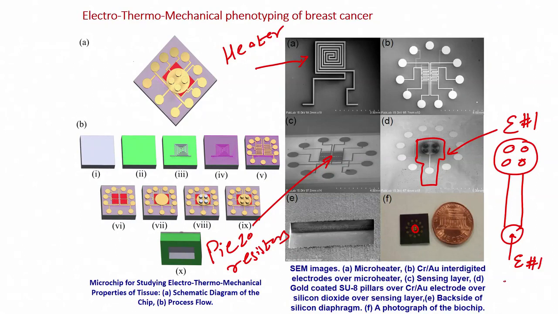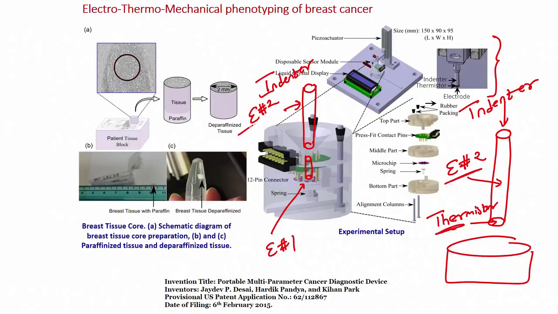So, if I apply voltage between electrode 1 and electrode 2, then the current will pass through the tissue, based on the tissue resistance. You get it? If I have electrode 1 on biochip, electrode 2 is on indenter. If I press it, if I apply voltage between E1 and E2, then the current will pass through the tissue based on the tissue resistance, and that is why I can measure the resistance of the tissue. One thing.